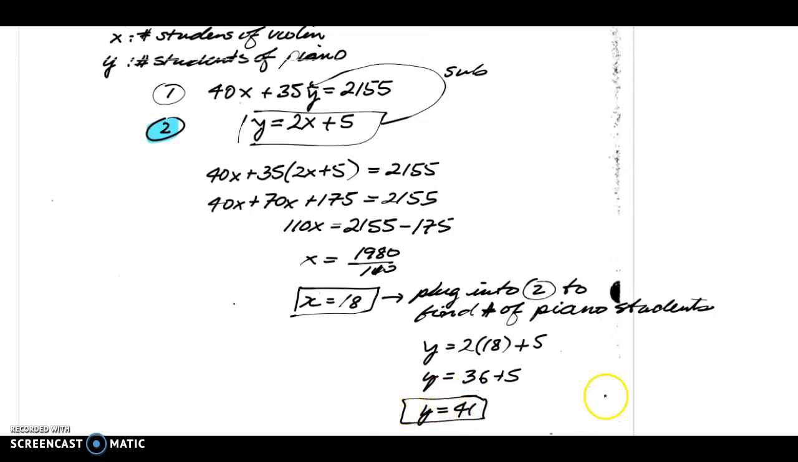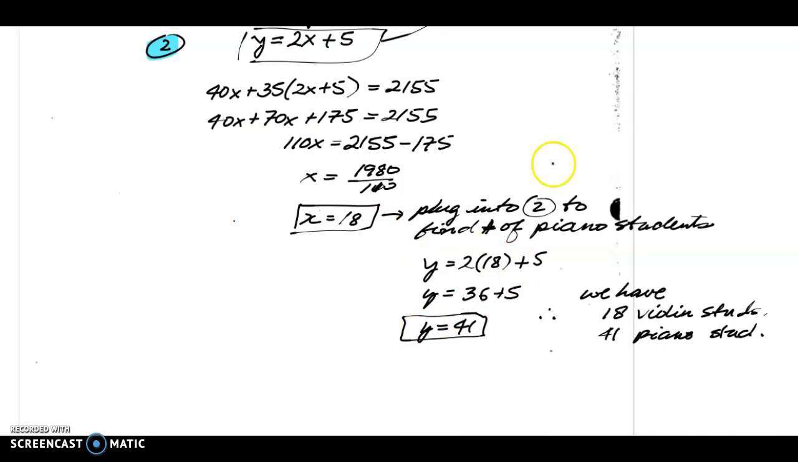Then we have our solution. Therefore, we have 18 violin students, and then 41 piano students. Right? That's it. And you need to make a statement like this. This is the statement, right? There we go. That's how you solve that. Done. So these two types of problems are what you're going to see. Okay?